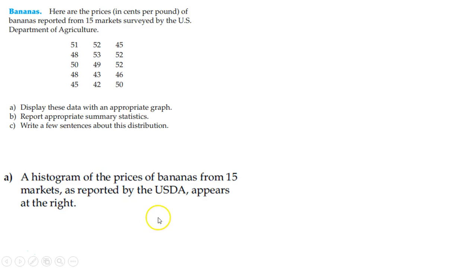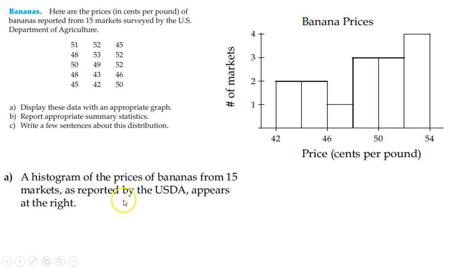So you take that data, right? A histogram of the prices from those 15 markets would look roughly like this. If you plug them all in, and after you plug them in, you make sure you turn your stat plot on and you go to histogram and graph it. This is what it would roughly look like.